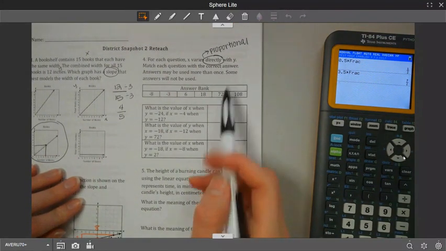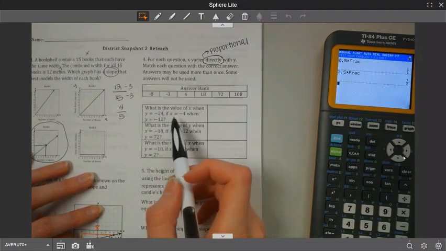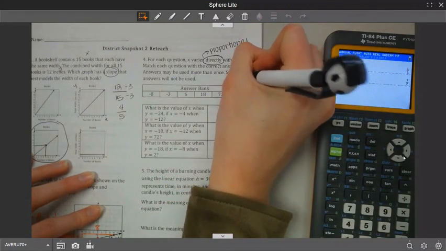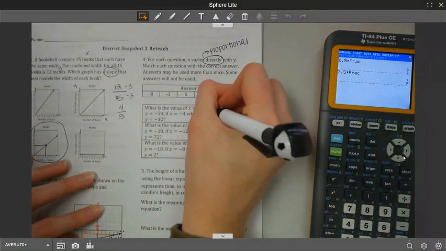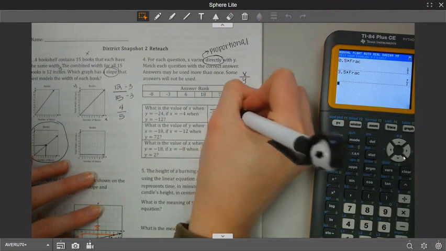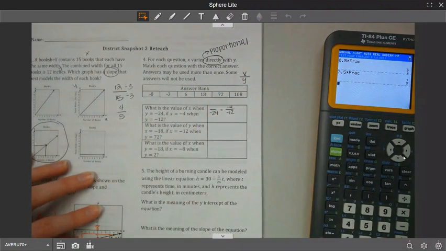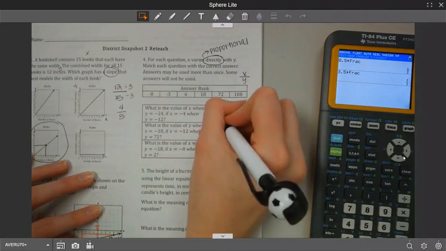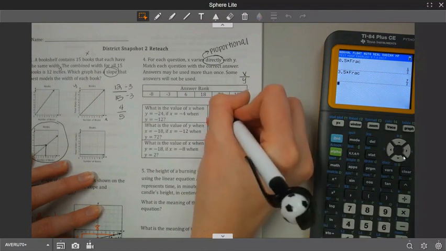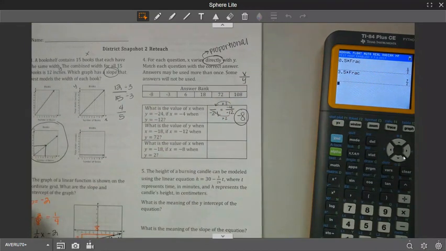Okay, so it's proportional, so that means I can set up a proportion. And it's saying, what is the value of x when y is negative 24 and x is negative 4? So we're talking about x over y. Got our proportion. I don't know what x is, but negative 24 is on the bottom. And then I have negative 4 over negative 12. Well, I could go from negative 12 to negative 24 by multiplying by 2. So on the top, I'm going to multiply by 2. So negative 8 is my answer for the first one.